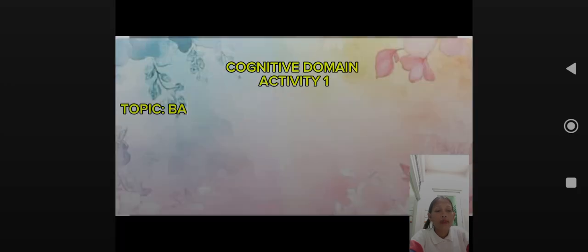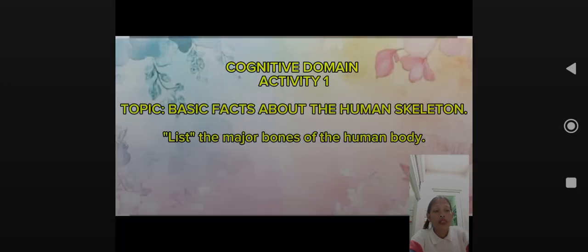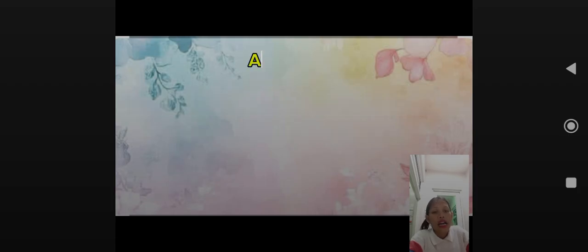So, activity 1. Basic facts about the human skeleton. List the major bones of the human body. The activity verb is list. So, the learner is expected to recall or retrieve the previously learned information, such as facts, concepts, or principles.